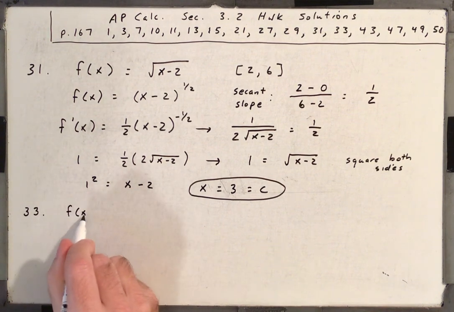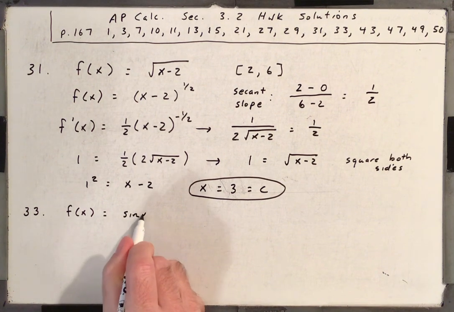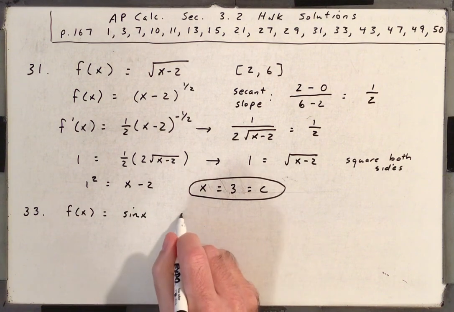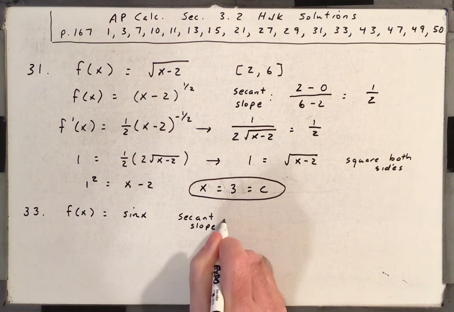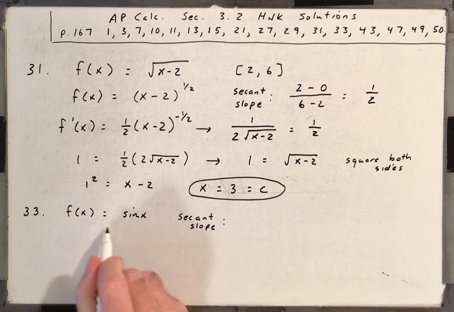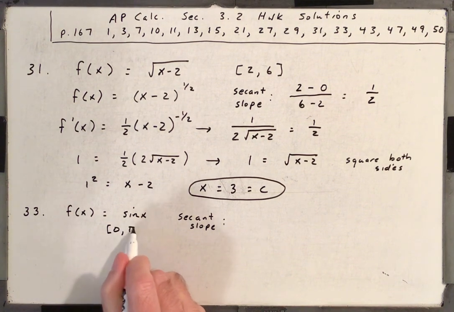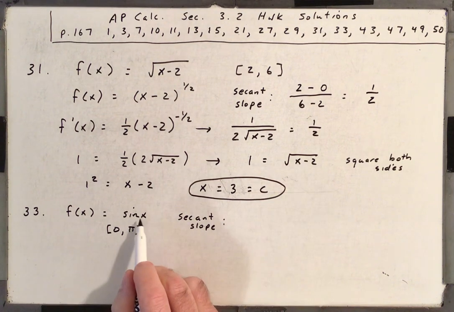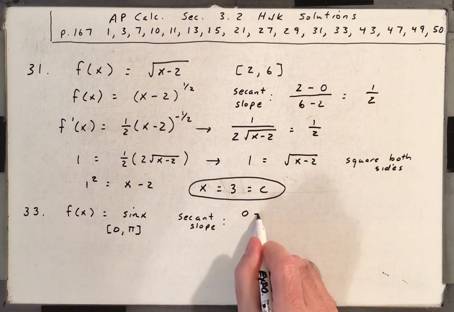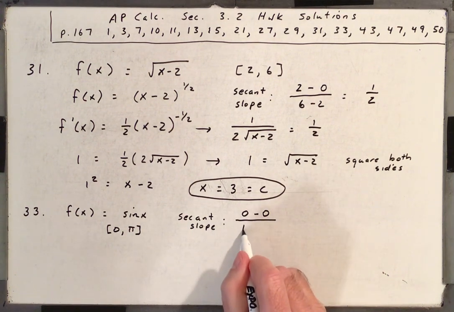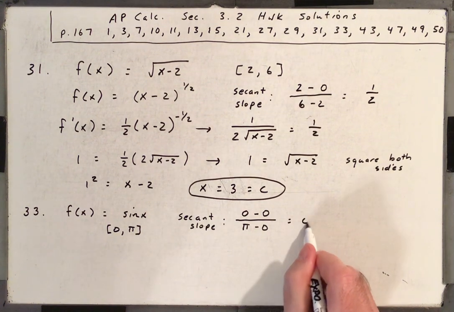We have f of x is equal to sine x. All right, our secant slope. So the interval here is 0 to pi. So I'd have the sine of pi, which is 0, minus the sine of 0, which is 0, over pi minus 0. So our secant slope is 0.